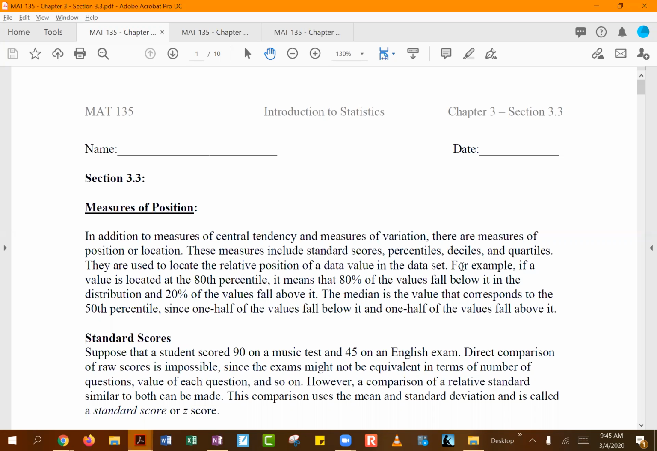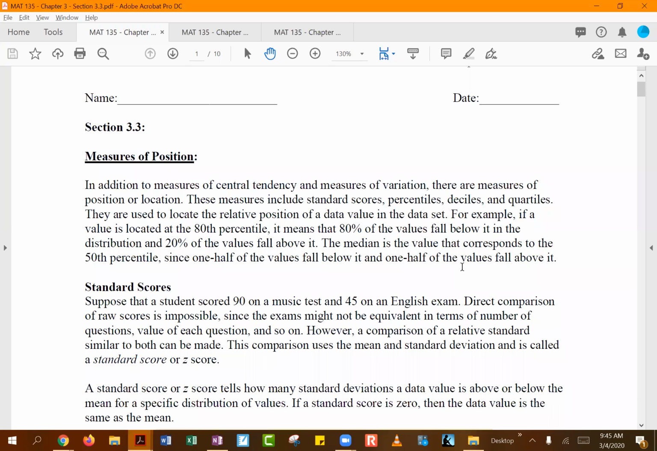Percentiles, deciles, quartiles. Technically, if you can understand percentiles, deciles is just breaking it up into counts of 10. Quartiles would be breaking it up into quarters, right? So as long as we can do percentiles, we can talk about deciles and quartiles. They give you a relative position of that data value, where in the set it is going to fall. As an example, if a value is located at the 80th percentile, it means that 80% of your values fall below it, and if 80% is falling below, then 20% would be above.